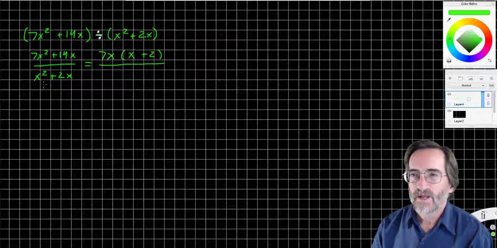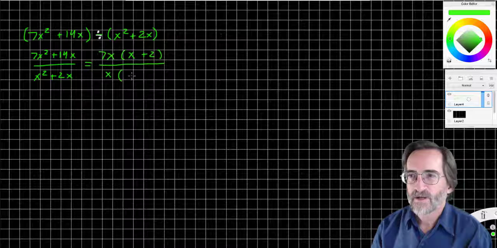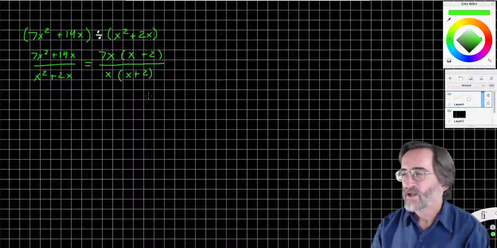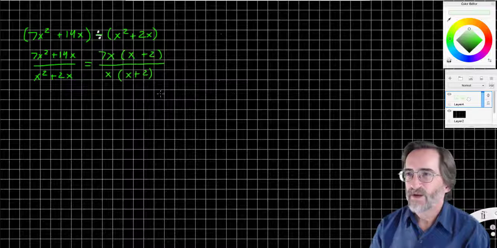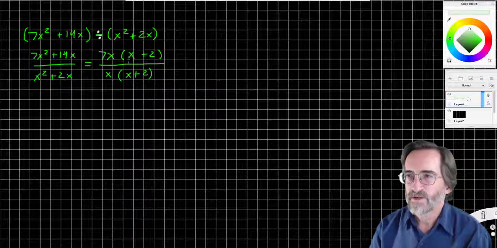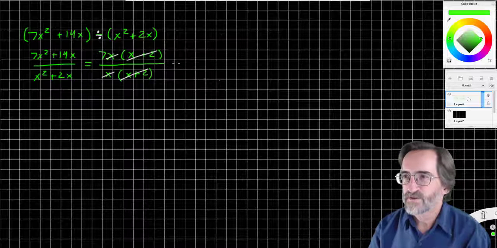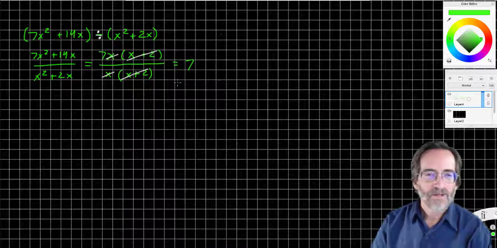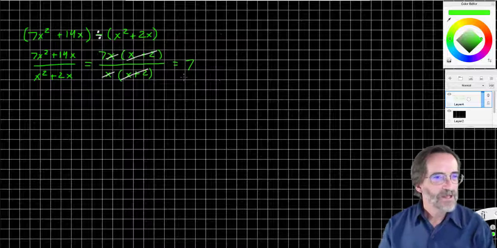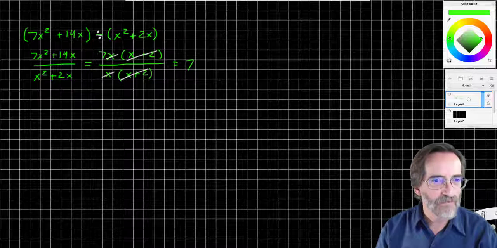Okay. And notice both of these have an x, so I'm going to pull out an x. And we have what's left, x plus 2. Okay, and now we can simplify by canceling what is on top and bottom. There's an x plus 2 on top and bottom, and there's an x on top and bottom. And so the result here is just 7. That's pretty much it for this lesson.